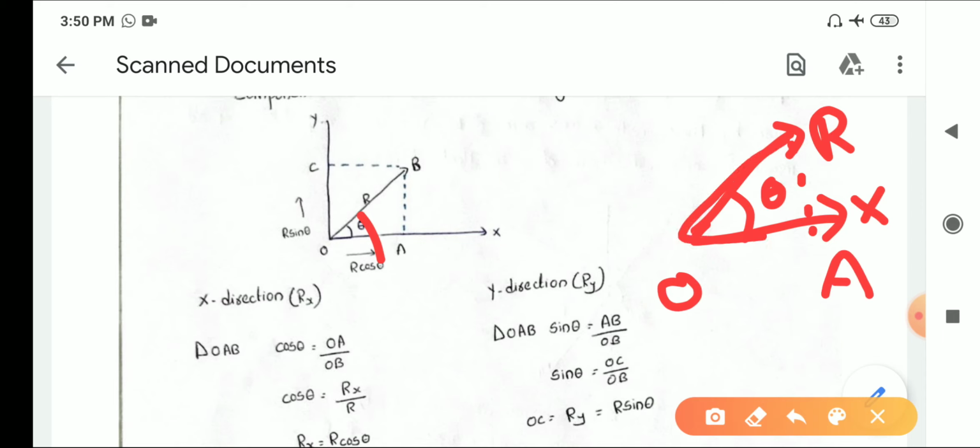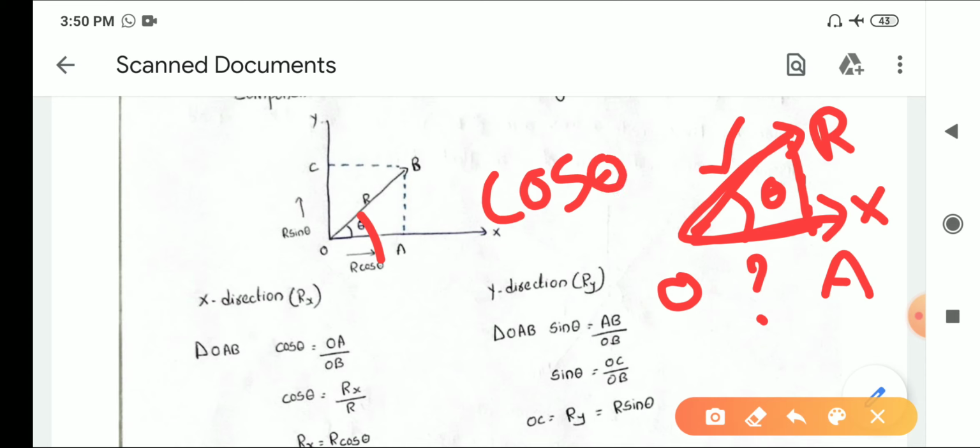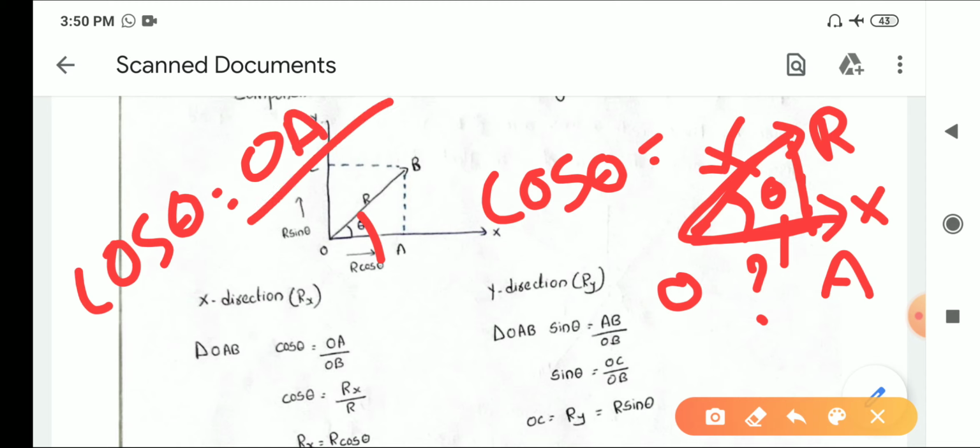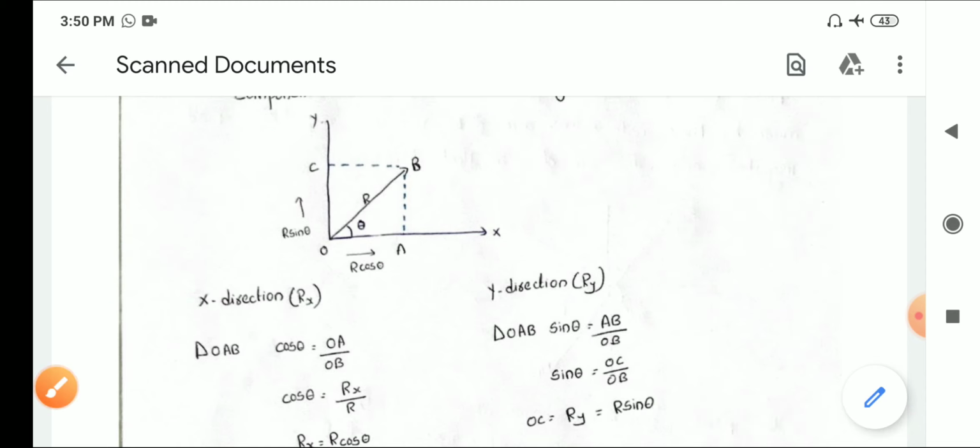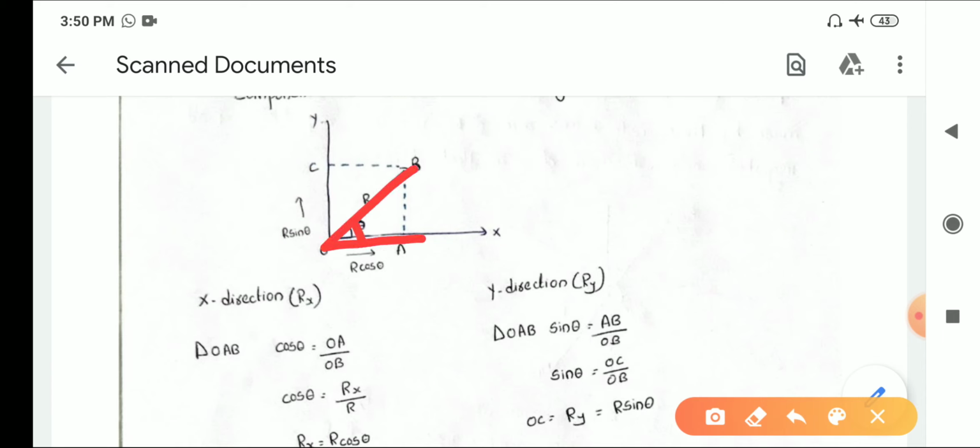Now, as this is a right angle triangle, I know the value of hypotenuse. I want to calculate the value of base. So, which ratio will you prefer? The adjacent side to the hypotenuse. So, which do you prefer? Cos theta. What is meant by cos theta? Cos theta is equal to adjacent side by hypotenuse. That means cos theta is equal to OA by OB. Okay, observe here.